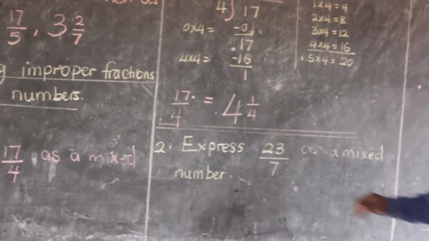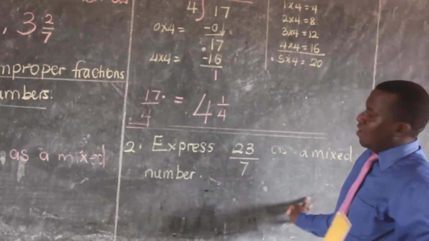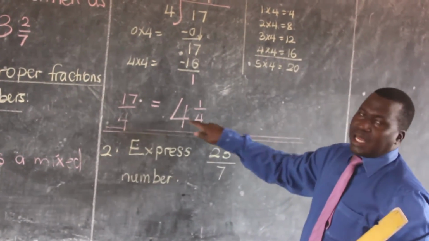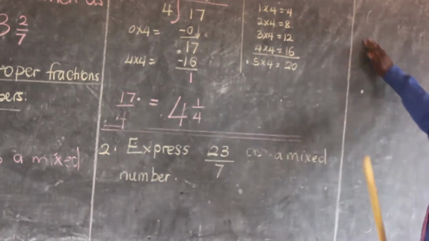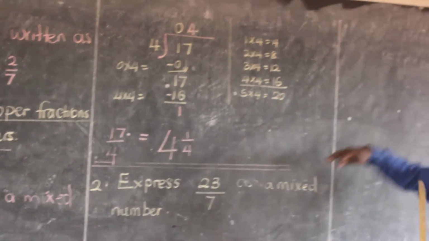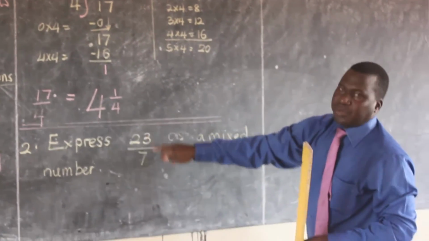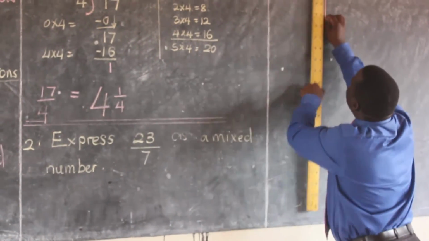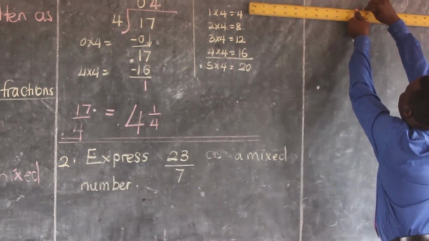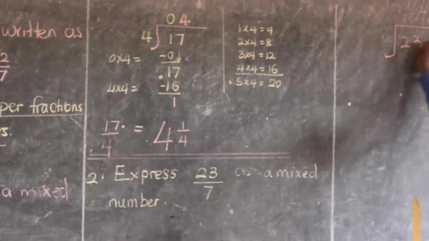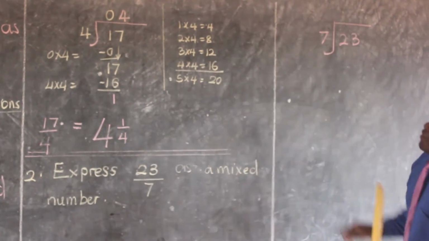Sometime back we used to call them mixed fractions, but we have been corrected that this one is a mixed number. So let's go direct into our working. As I told you, you are simply dividing. Draw your long division sign. Bring the 23 inside. Divide by 7.